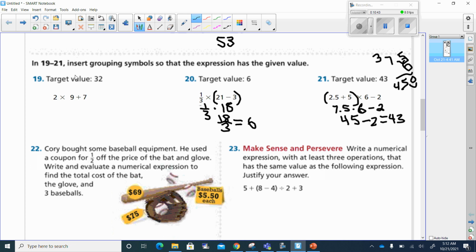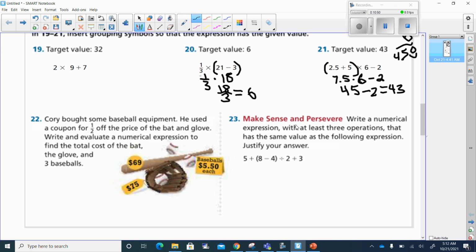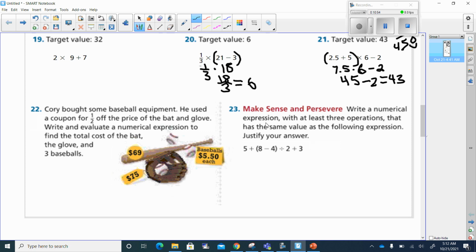All right, I caught up with you guys. I left you number 19 to do instead of number 21. So that means it puts me back on my odd numbers, so I should be doing number 23. Write a numerical expression with at least 3 operations that has the same value as the following expression, and then justify your answer. So we're going to write a numerical expression with at least 3 operations that has the same value as this. I need 3 operations to solve it.